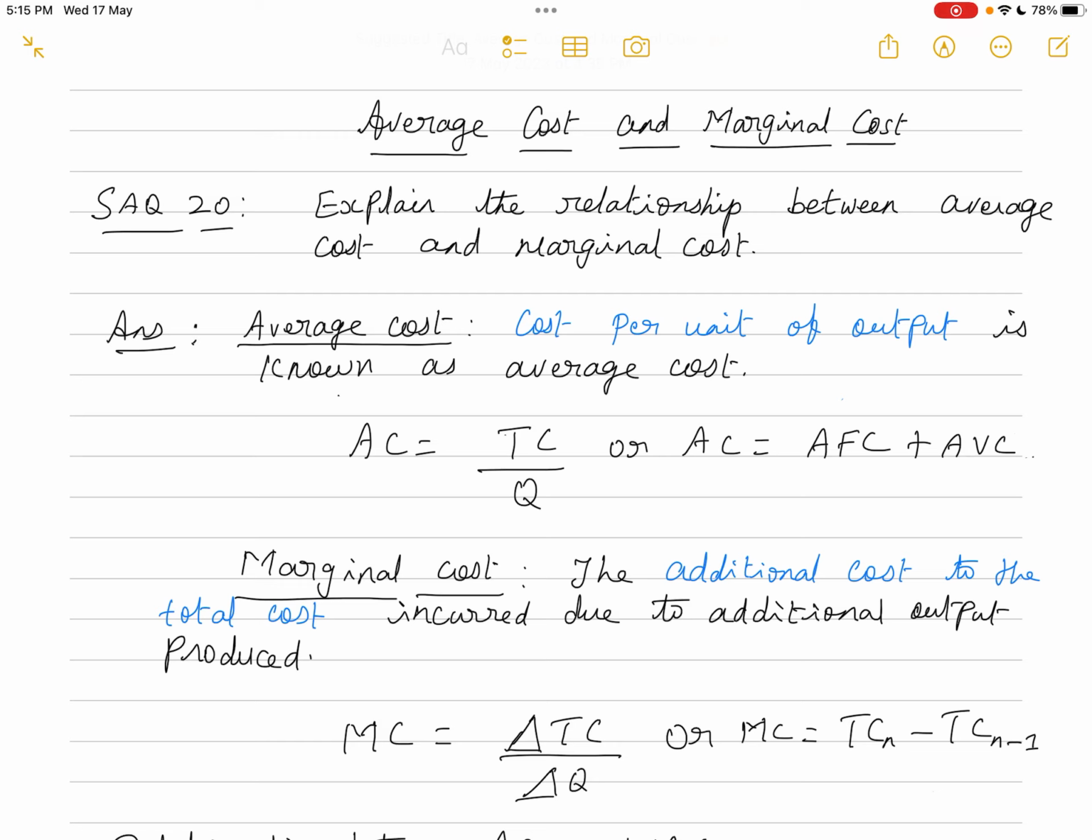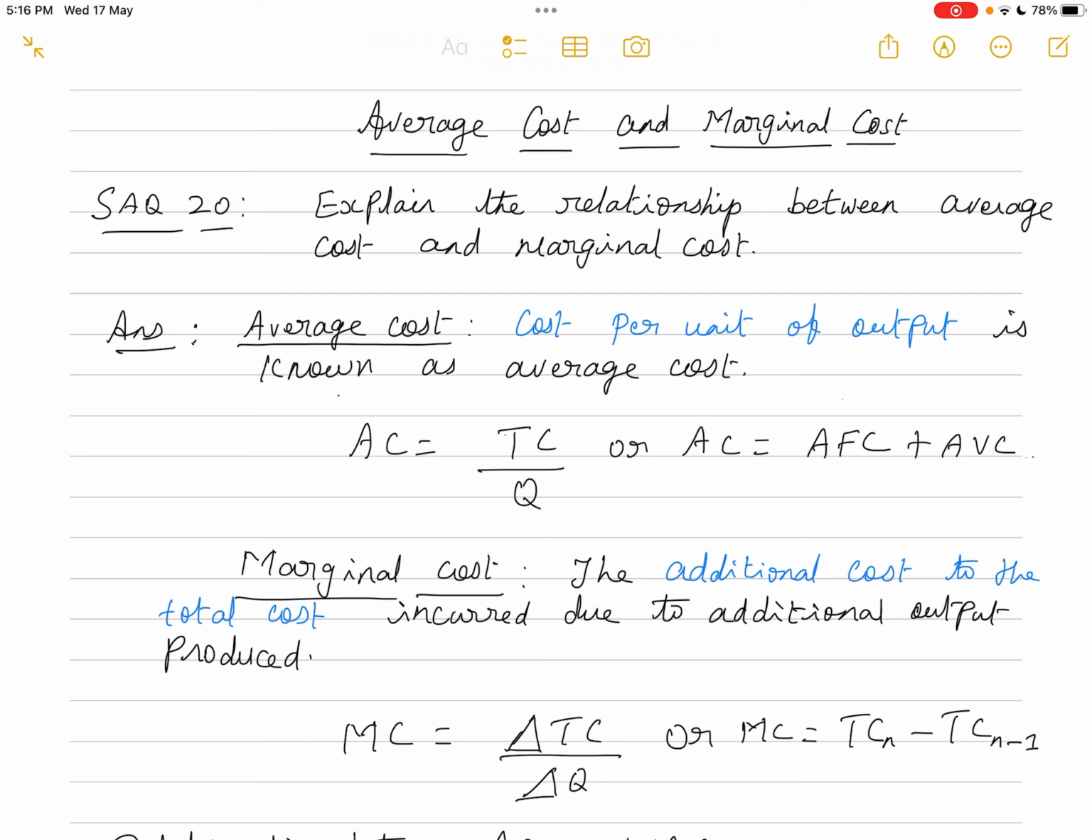In this class, we'll check out the next important 5 marks question, average cost and marginal cost. That is SAQ 20. Explain the relationship between average cost and marginal cost. Okay, so this is also one of the very frequently asked board exam questions, both for 5 marks as well as for 2 marks. Okay, now what is the meaning of average cost?